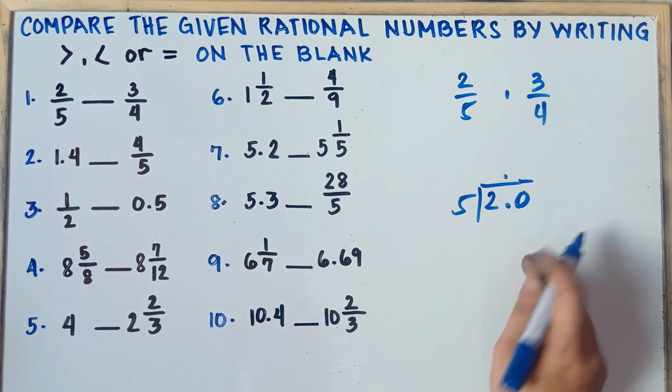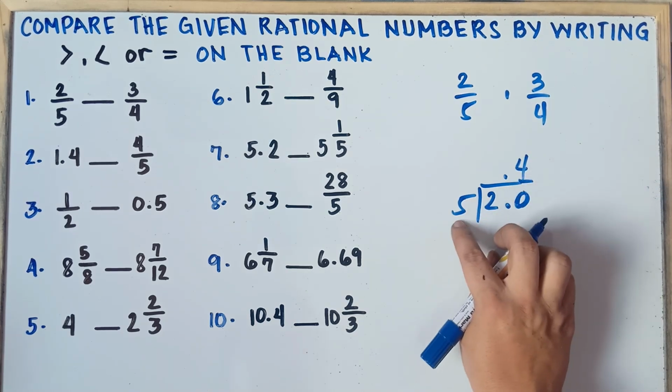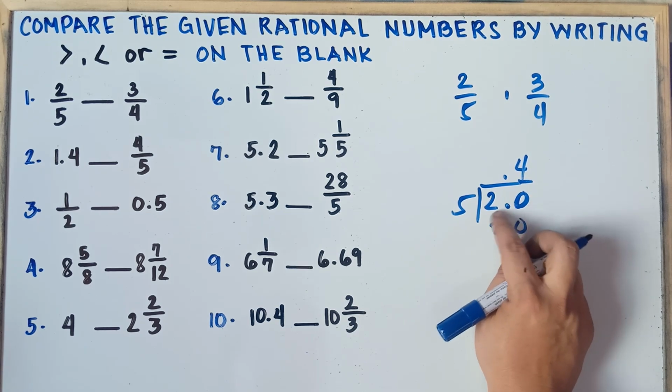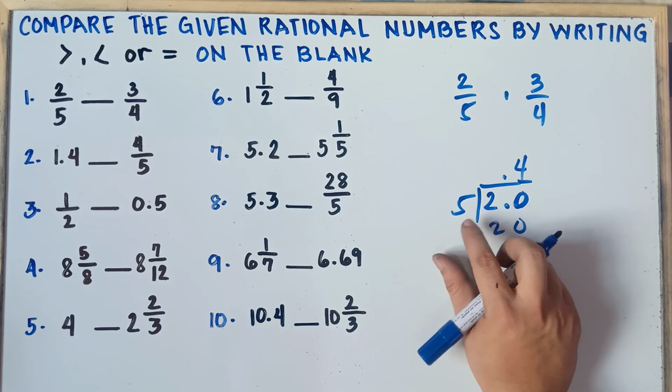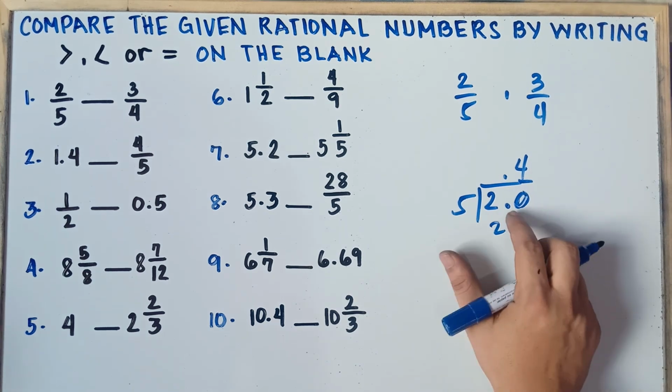You align, class. And then you divide 20 divided by 5, that's 4. 4 times 5, that is 20. Once again, class, 2.0, you think this one as 20. We need to add 1 0 because we cannot divide 2 divided by 5. That cannot be. That's why we need to add 1 0. And you think this one is 20.